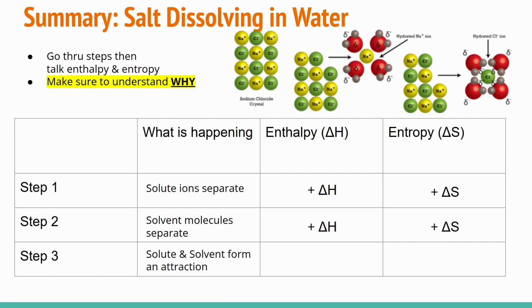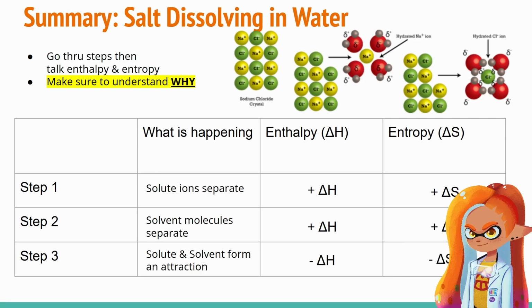But when the solute and the solvent form an attraction, that's going to release energy, which is why it's a negative delta H, and it's also going to get more orderly, so that's a negative delta S. You should be able to describe, like I said, what's happening, and then talk about why its delta H is positive or negative, and why the delta S is positive or negative.